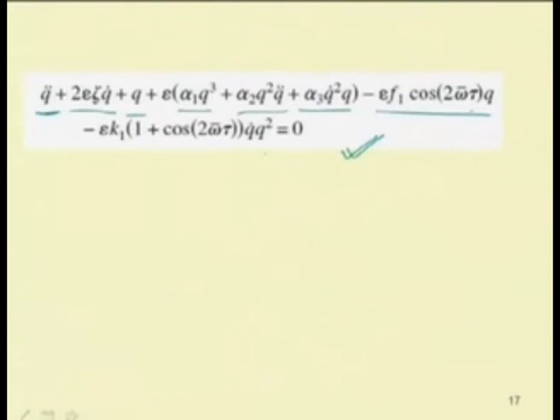Similarly, you can have another nonlinear term also. This Q dot Q square is a nonlinear term. This Q has a coefficient cos 2 omega bar t, which is a periodic term. So, you have a linear parametric term and a nonlinear parametric term also in this equation.